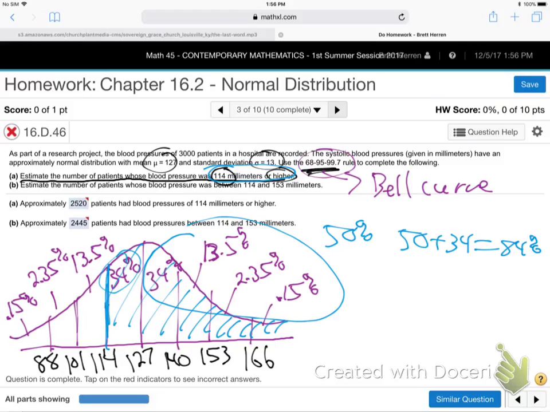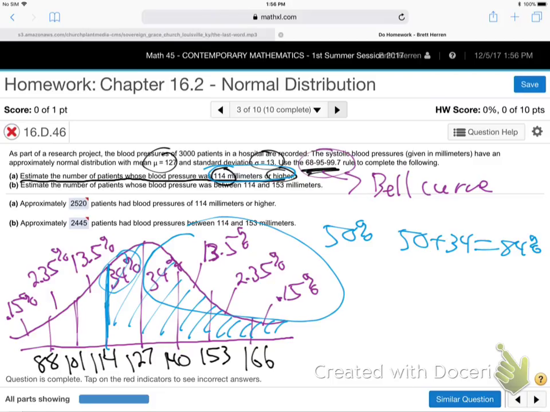Not quite done yet, but almost. Is that good so far? Everybody see that? 114 to the right of it, it's 34, and then this is 50, because it's half the curve. 34 and 50, 84%. Now, they didn't say what percentage, like they did on the last problem or two problems ago.